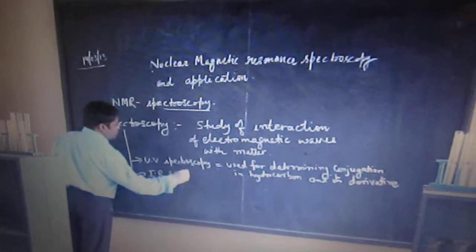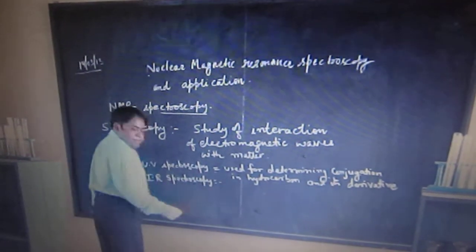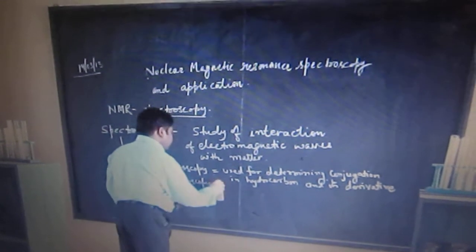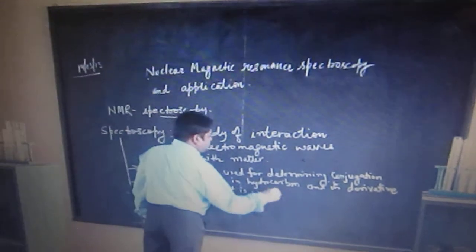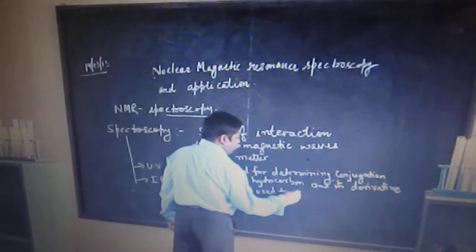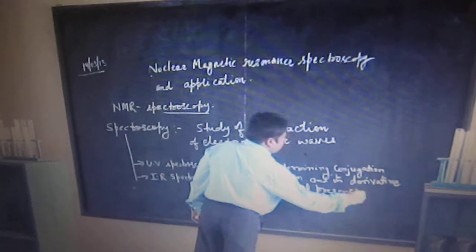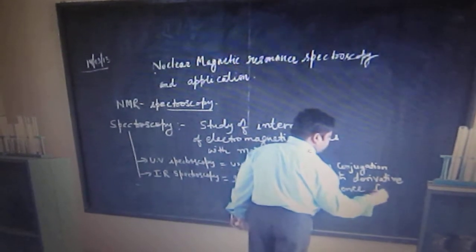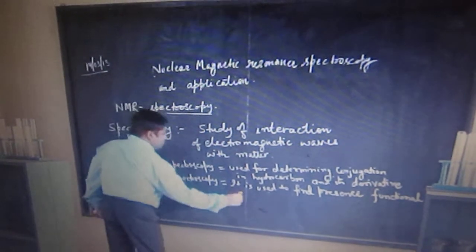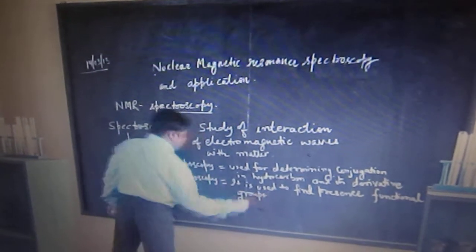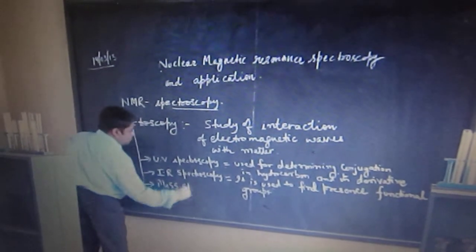IR spectroscopy stands for infrared spectroscopy, which results in stretching of the covalent bond, giving signals corresponding to different stretching frequencies, which helps us find out the presence of different functional groups. It helps in functional group detection by observing the IR stretching frequencies, which are obtained with the help of special machines and detectors known as IR spectrophotometers.